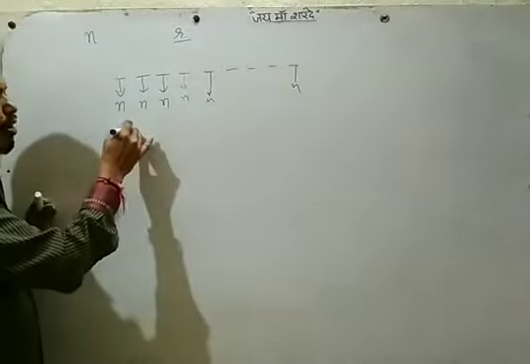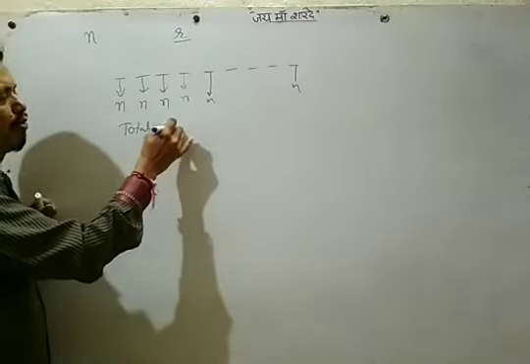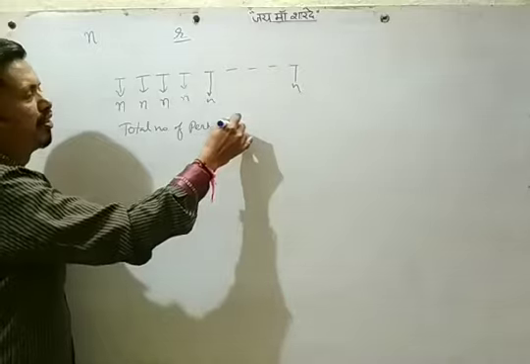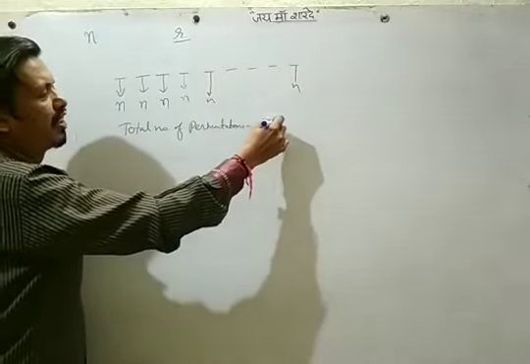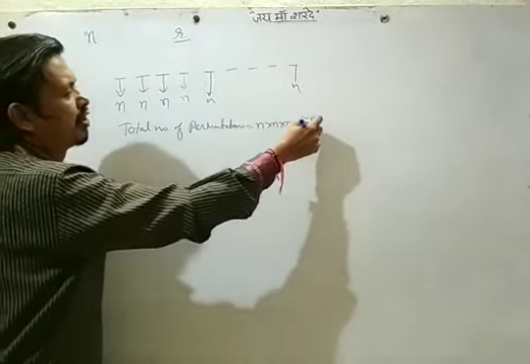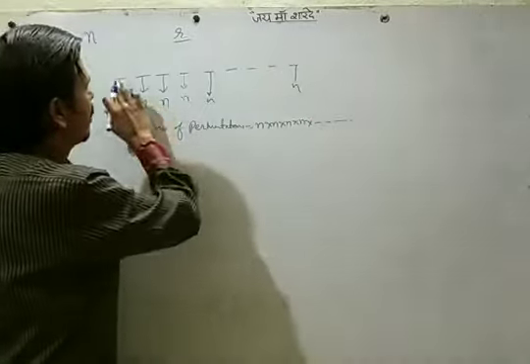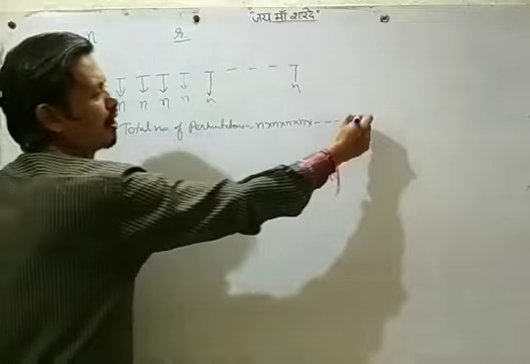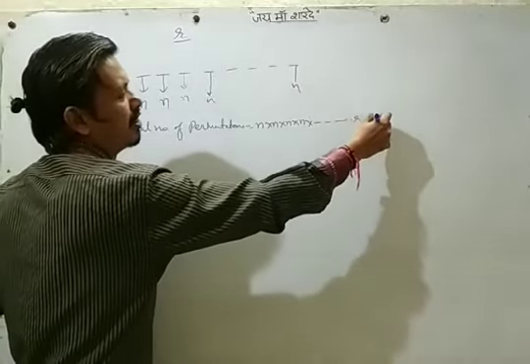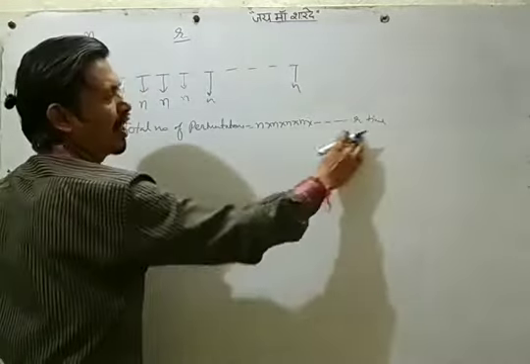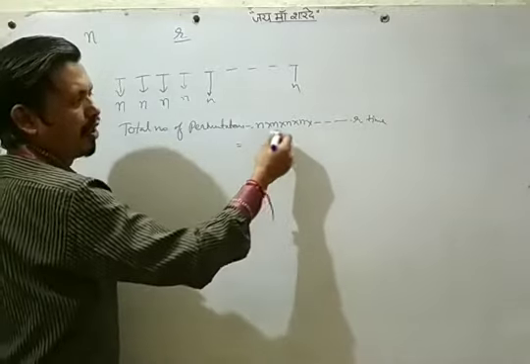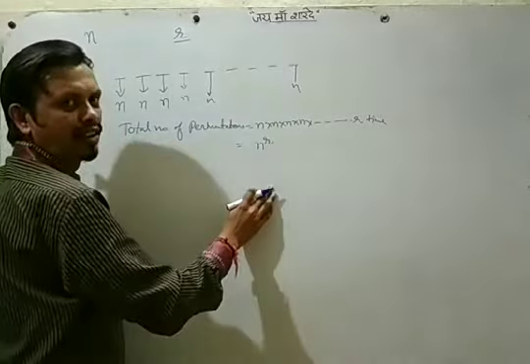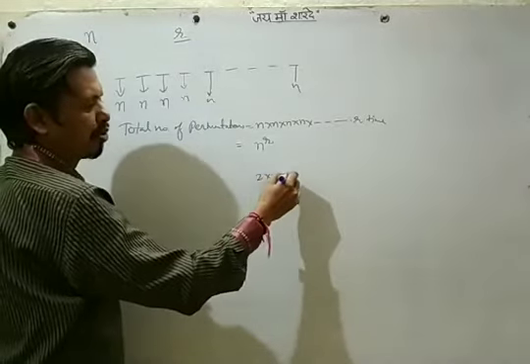So the total number of permutations will be n into n into n into n. How many times? These are r vacant places because r objects are taken at a time. So n multiplied r times. So what will be n into n, r times? n to the power r. Like 2 into 2 into 2, 3 times.